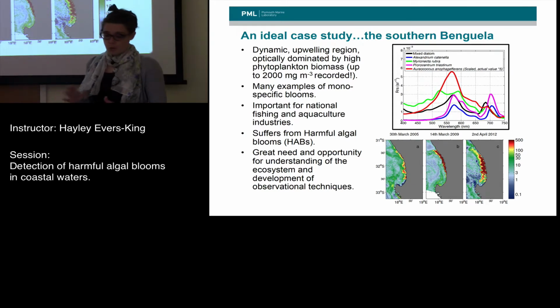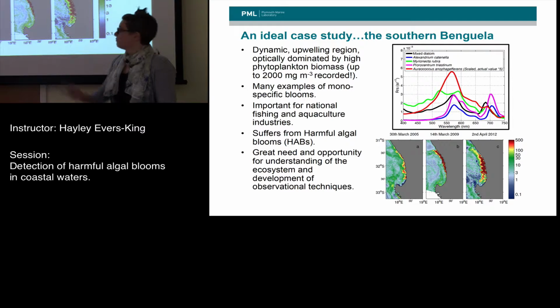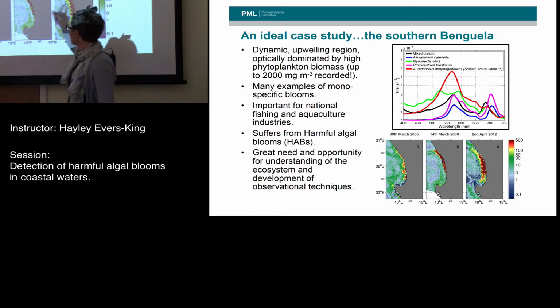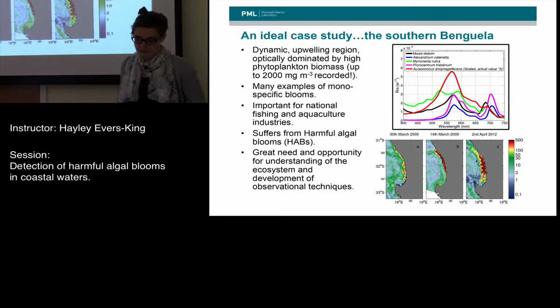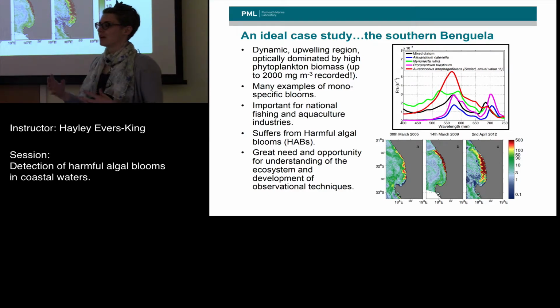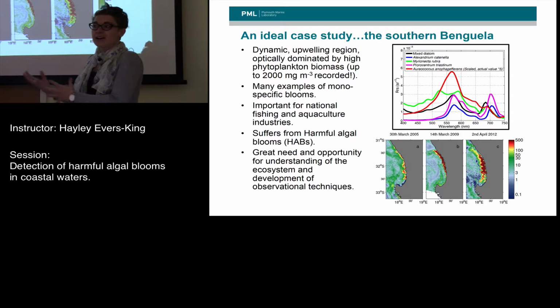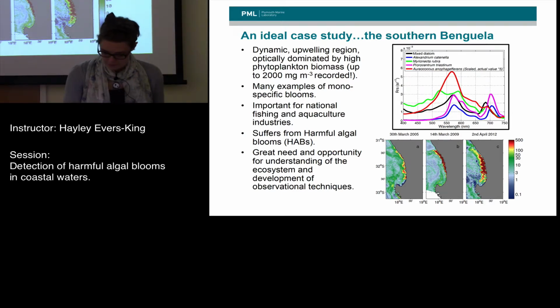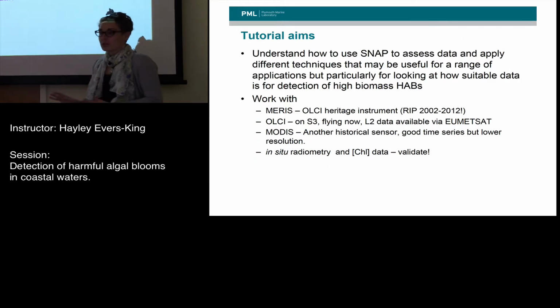It's also incredibly important as an area for South Africa's national fishing and aquaculture industries. And as I said, it suffered historically from these blooms quite a lot. You can see some examples of them in this bay here, the red being the high chlorophyll. So generally, yeah, there's a great need and opportunity here to both understand the sort of science of the remote sensing, but also a need to develop these techniques to help manage the resources that are really important in a development context. So what are we going to do today?